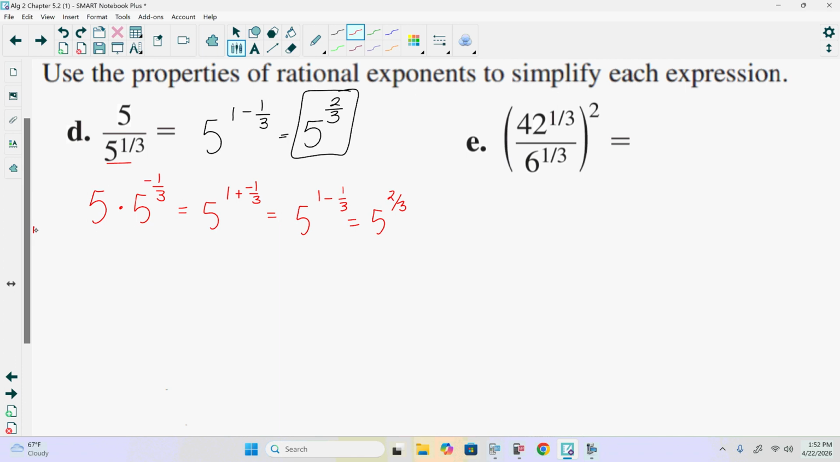E is a little bit interesting. We do have two things being divided to the same exponent, yes? Now, I would only do this next step if the numerator's base and the denominator's base are both divisible. Is 42 divisible by 6? 42 divided by 6 is what? 7, yes?